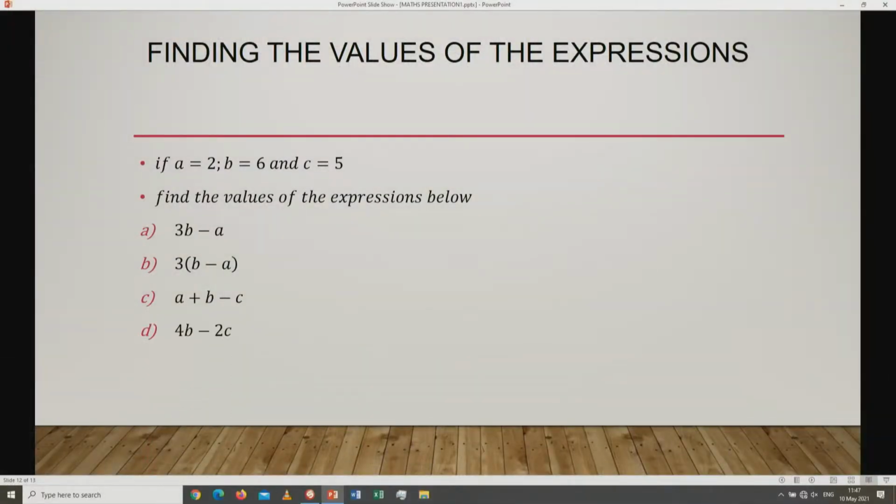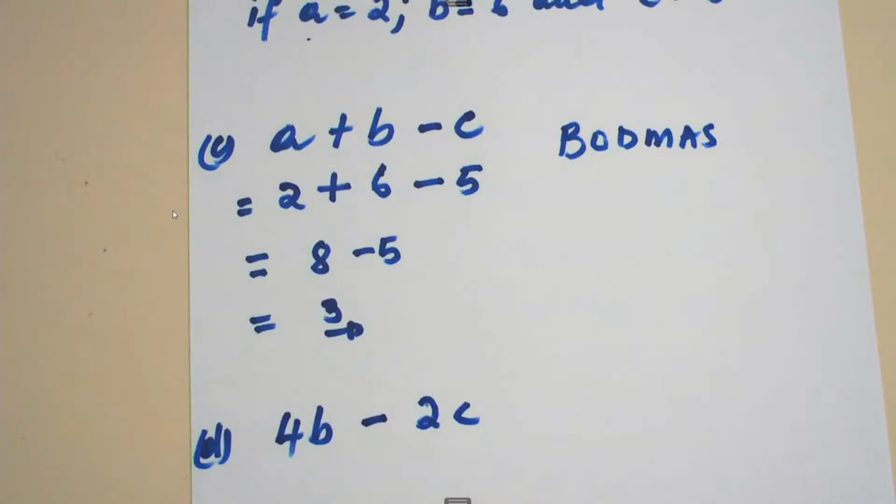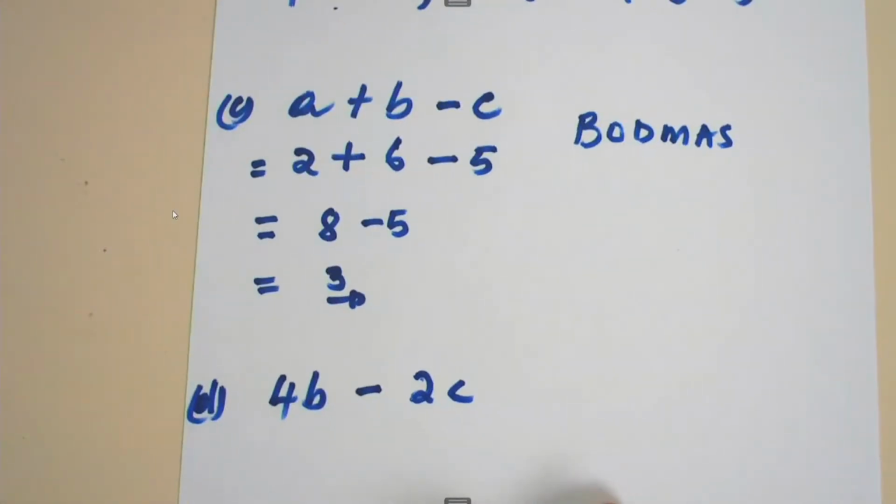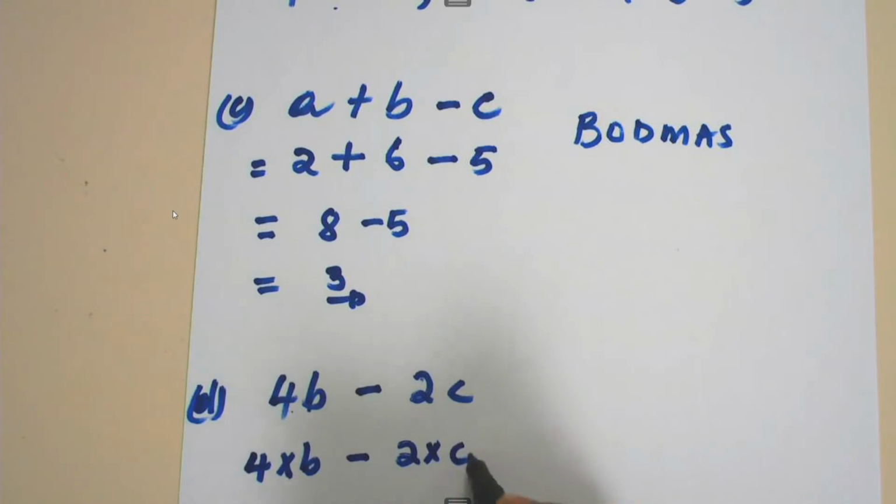The last one, we've got 4b. I thought number C was the last, guys. 4b minus 2c. Again, 4b minus 2c. What is the sign between 4 and b? This is the same as 4 multiplied by b minus 2 multiplied by c. Don't forget that.